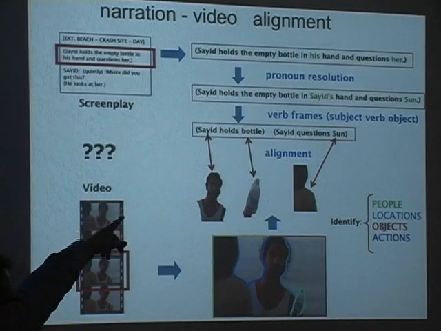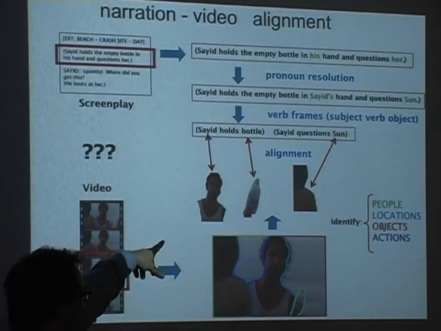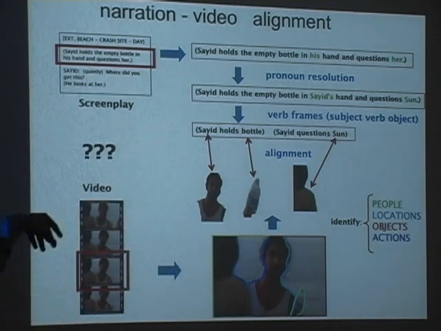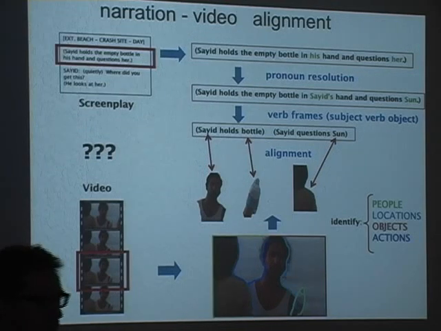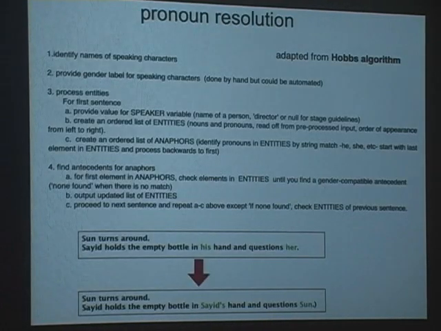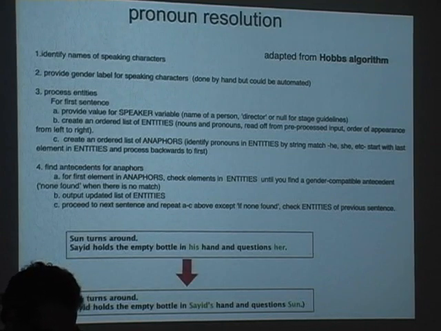Next, we're using verb frames. Again, that's going to be useful for the verb queries: Said holds bottle, and Said questions son. This is the parsing of the initial screenplay narration. Then we would like to identify people, locations, objects, and actions. Pronoun resolution, I'm going to skip this. It is adapted from Hobbs' algorithm, but in our case it works very well because the sequence of text is very, very structured. So we can recover the pronouns with high accuracy, about 80%, for the narrations only.